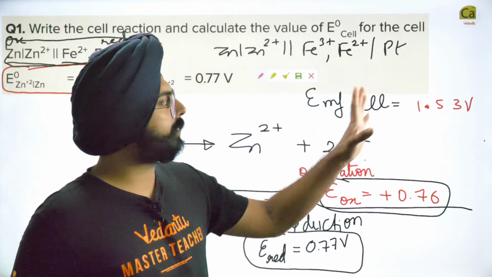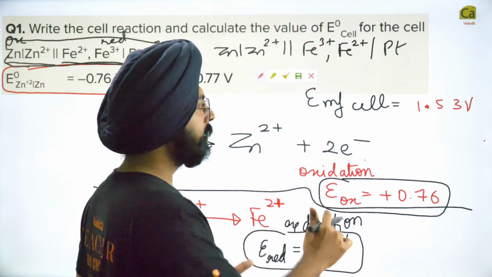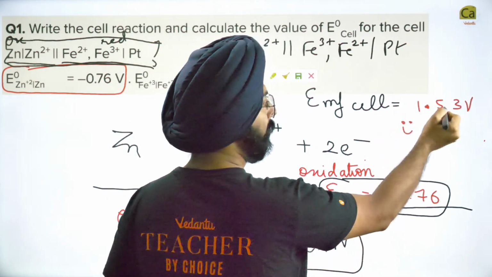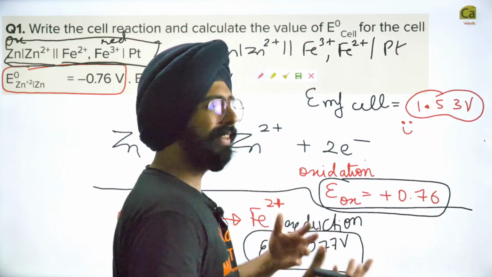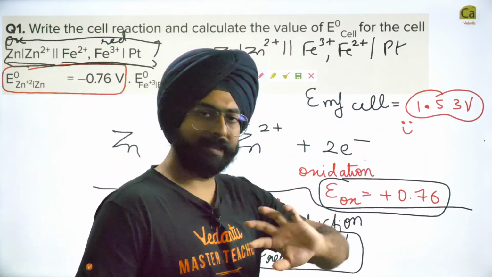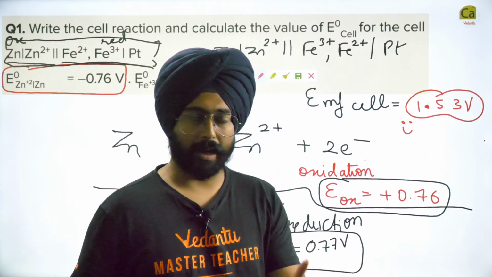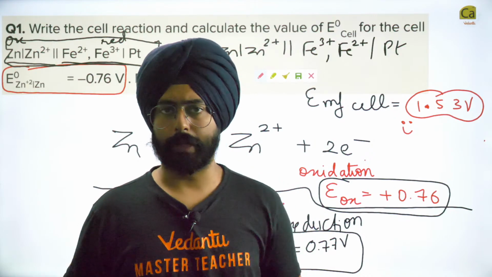Okay. So EMF of the cell comes out to be 1.53 volts. So this cell works. If the EMF of the cell comes out to be a positive value, then that cell works. If the EMF of the cell is a negative value, then that cell doesn't work. Now, a few points of information to you guys.